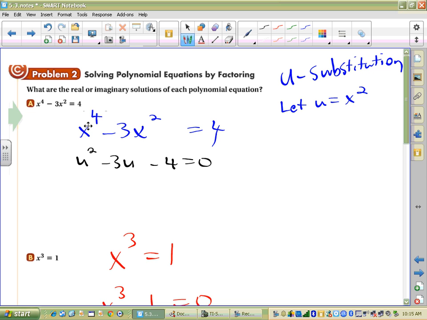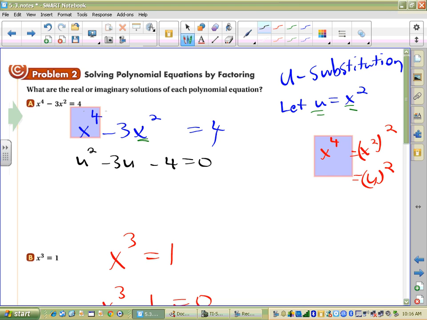Wait a minute, Mr. Minnick, I don't understand what you just did. Okay, x to the 4th. Let's look at x to the 4th. x to the 4th is really x squared squared. And we said let u equal x squared, so that's u squared. So that's where my u squared came from. Then we said, let u take the place of x squared. So here was an x squared, so now it's a u. Oh, okay, that kind of makes sense now.